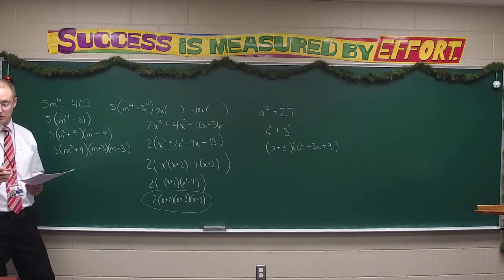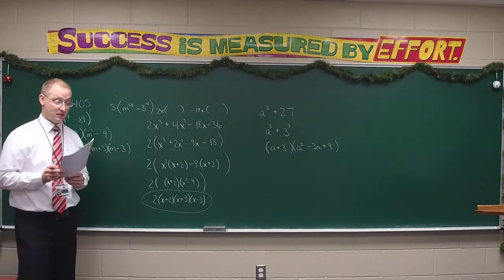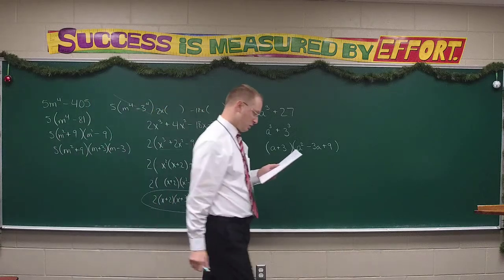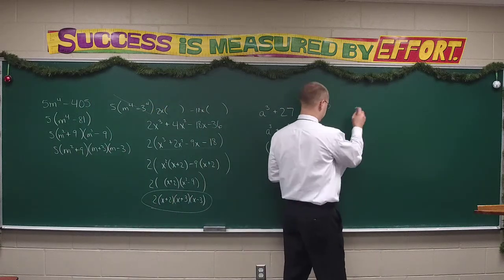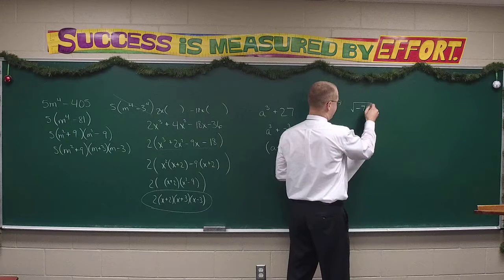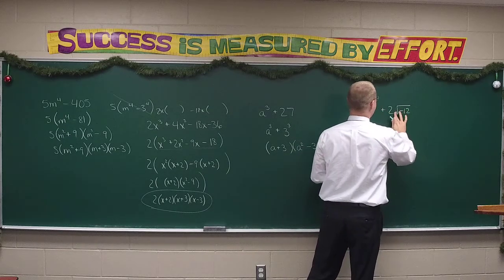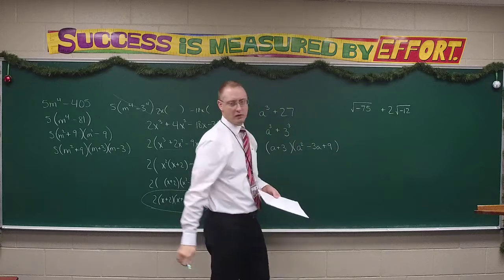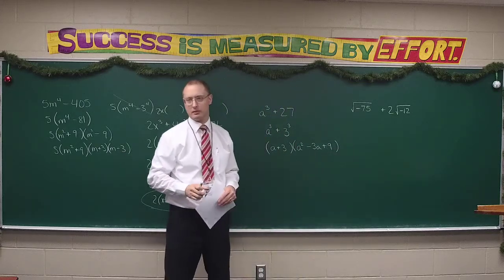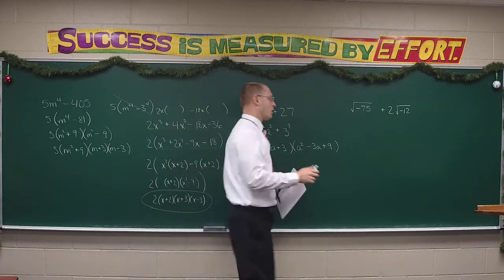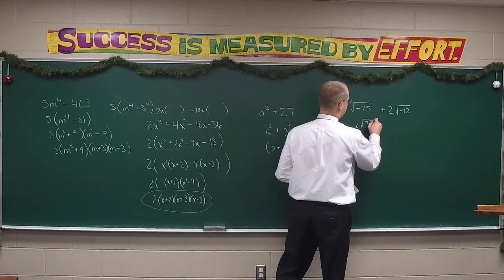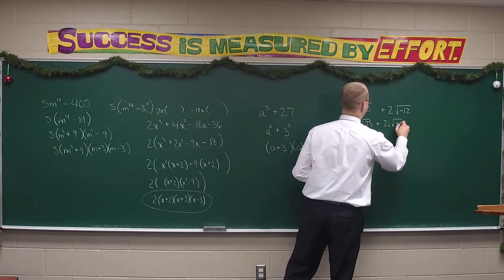Questions on this? All right, let's take a look at the next section, which was to simplify or rationalize. Here we had a square root of negative 75 plus 2 times the square root of negative 12. Of course, anytime I see the square root of a negative, first thing I ought to do, class, pull out your i. So we could say i square root of 75 plus 2i square root of 12.